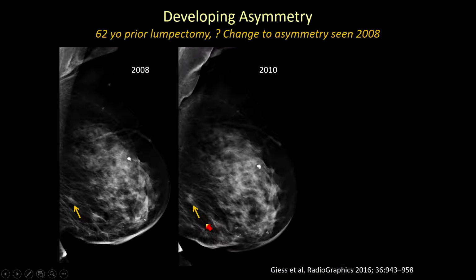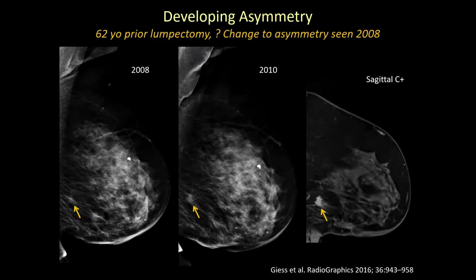We weren't sure. It sort of persisted on a spot view. We saw it on an ML view, totally invisible on a CC view. Ultrasound, of course, was negative, and so she underwent problem-solving MRI, and you can see she's developed a recurrence at the back of the lumpectomy bed.